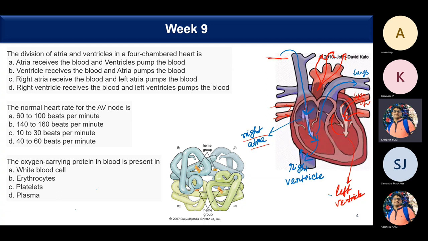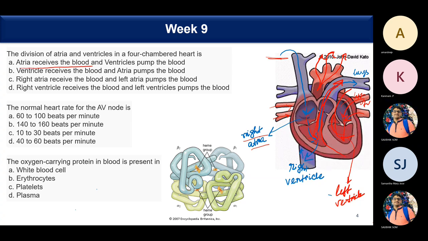Atria is first receiving the blood, then it's pumped to the ventricles in both the cases, and then from ventricles it is pumped through the outs, right? For here as well as here. So it either goes by here or it goes by here. So atria receives the blood and the ventricles pump the blood. So this is the correct answer.